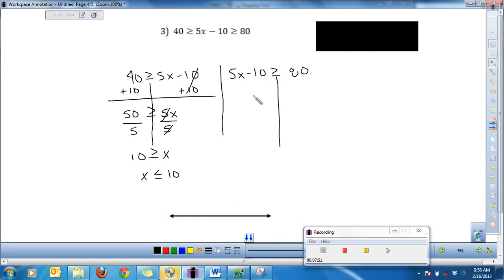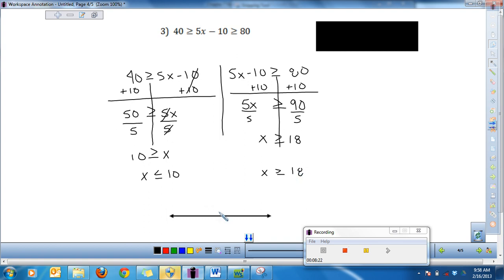First thing I'm going to get rid of is minus 10, so I'm going to add 10 to both sides. Bring down my 5x. I have 5x is greater than or equal to 90. I need to get x alone, so I need to divide both sides by 5. So x is going to be greater than or equal to 90 divided by 5, which is 18. I do not need to flip my sign because I divided by a positive 5. So my second is x is greater than or equal to 18.